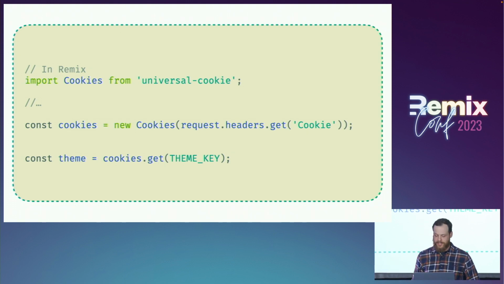The universal cookie package is a way to just help parsing cookies. But even if you didn't have that, you can parse the headers yourself. In this case, it was very easy to use the cookies helper here. And you just get the cookie header, and then you have a bunch of cookies to parse. And in this case, you get the theme from that key. This was really, really helpful. And the fact that you can access these from the client makes it really powerful as well, so you can edit them in real time.